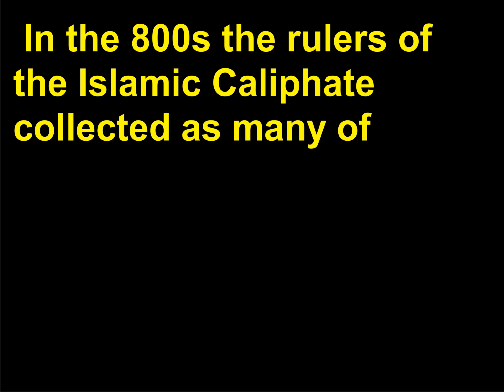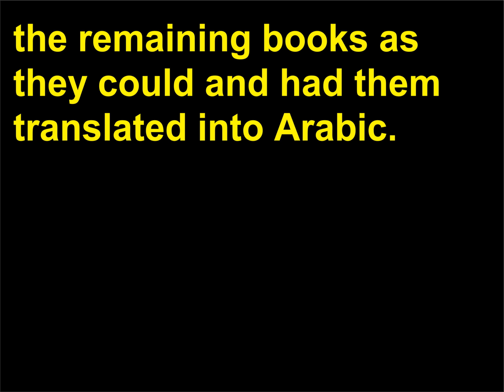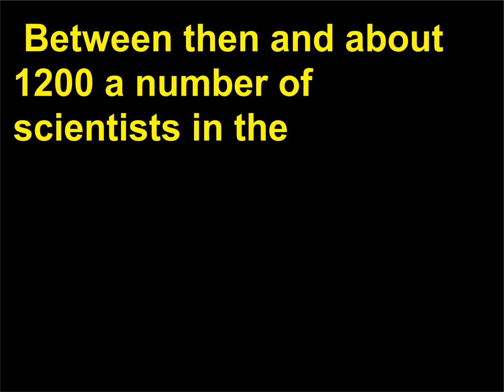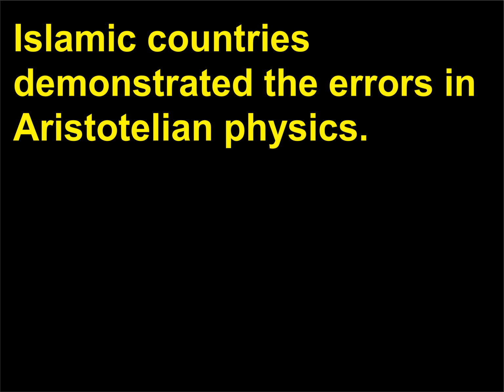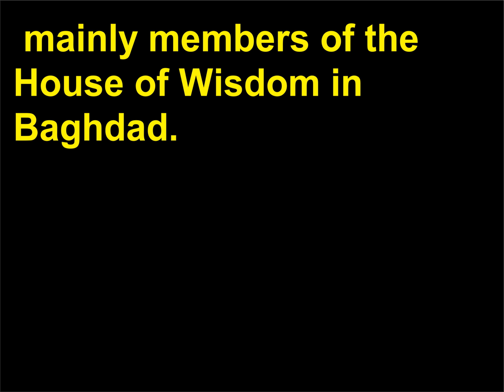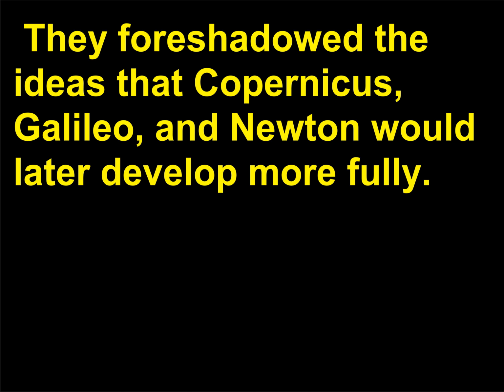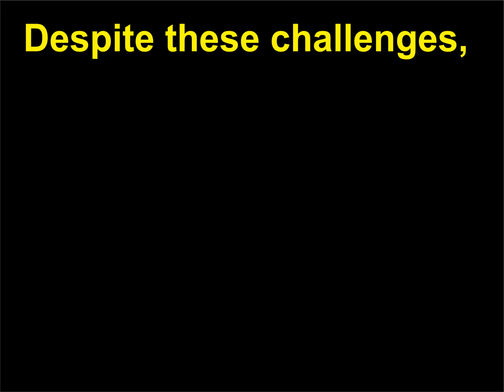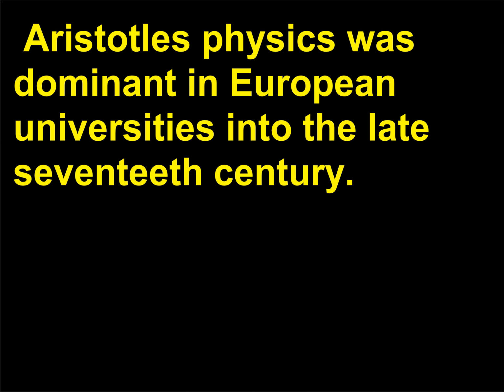In the 800s, the rulers of the Islamic Caliphate collected as many of the remaining books as they could and had them translated into Arabic. Between then and about 1200, a number of scientists in the Islamic countries demonstrated the errors in Aristotelian physics. Included in this group are Alhazen, Ibn Shakir, Al-Biruni, Al-Khazini, and Al-Baghdadi. Mainly members of the House of Wisdom in Baghdad, they foreshadowed the ideas that Copernicus, Galileo, and Newton would later develop more fully. Despite these challenges, Aristotle's physics was dominant in European universities into the late 17th century.